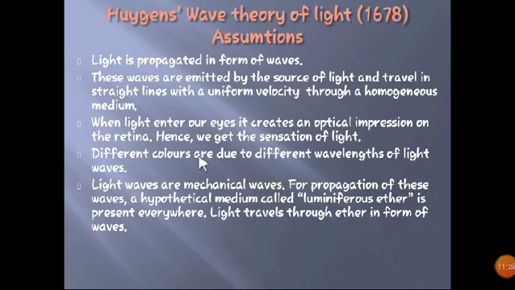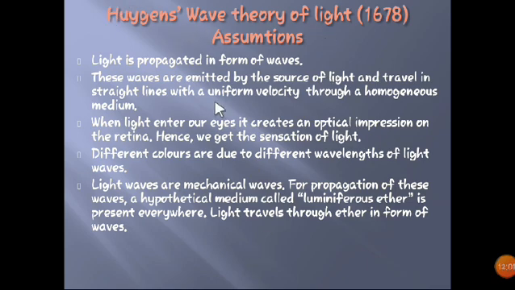Third, he observed that when light enters our eye, it creates an optical impression on the retina, hence we get the sensation of light. As there are different colors of light, these different colors are given by the different wavelengths of light waves. So this is nothing but Huygens' wave theory.